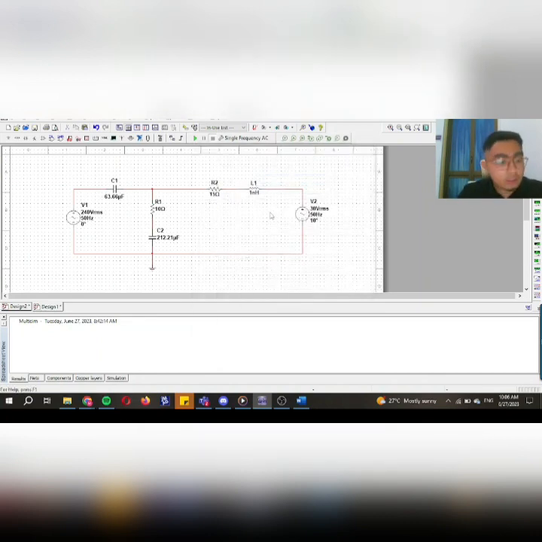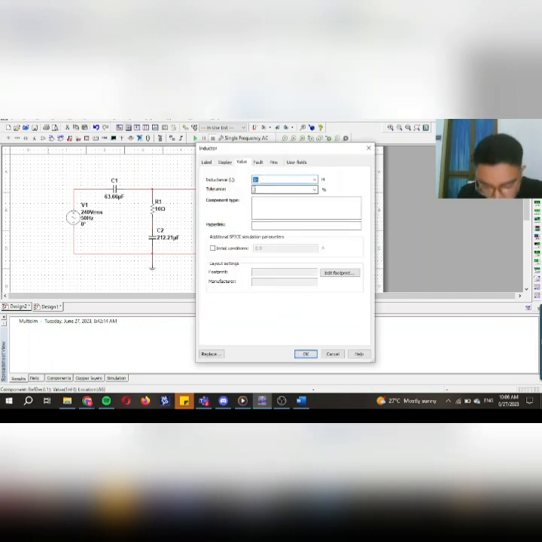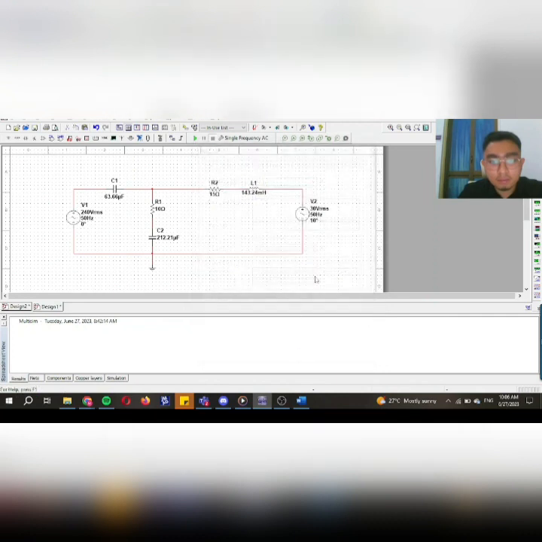For our other resistor, we are using 15 ohm. For the inductor, given to us is j45, which is the XL value. We need to convert from the XL value to the L value by using the formula XL equals 2 pi FL. By using that formula, the value of L obtained is about 143.24 millihenry. Don't forget.